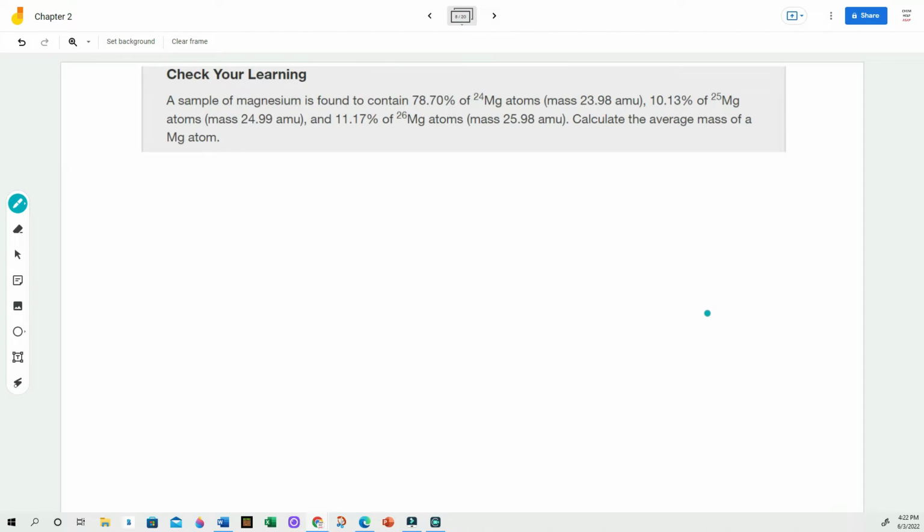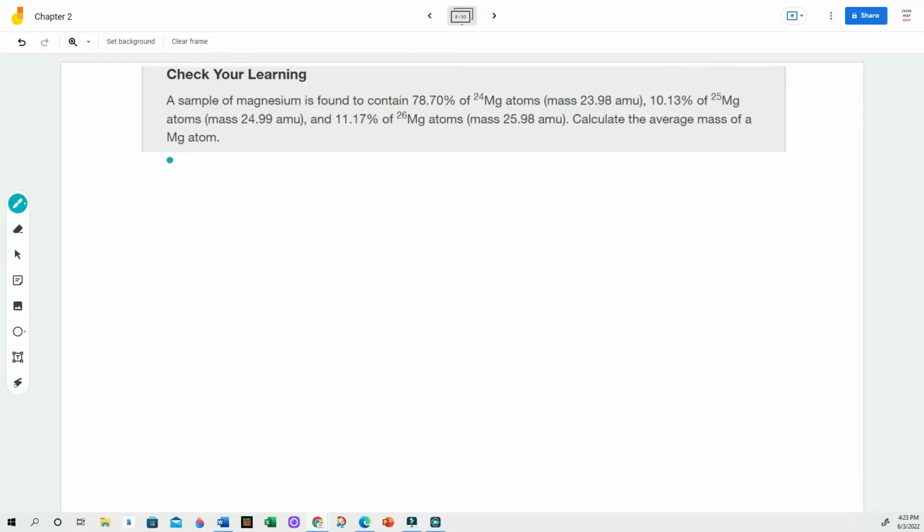Now for the check your learning. A sample of magnesium is found to contain 78.7% of magnesium-24 atoms, and this has a mass of 23.98 AMU. 10.13% of magnesium-25 atoms, and these have a mass of 24.99 AMU. And 11.17% of magnesium-26 atoms, and those have a mass of 25.98 AMU. And we're going to calculate the average mass of a magnesium atom.